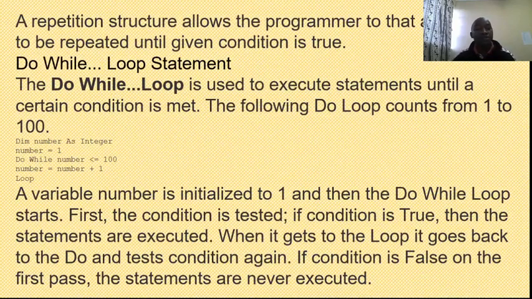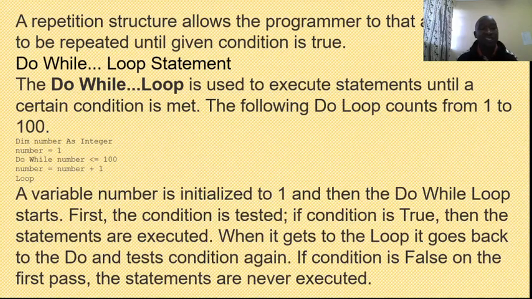Then let's go to looping, or repetition. A repetition structure allows the programmer to do an action several times, and we shall look at several. We have the do while loop statement. The do while loop is used to execute statements until a certain condition is met. The following do loop counts from 1 to 100. Dim number as integer, number equals 1, that's the initial value. Then do while number is less than or equal to 100.